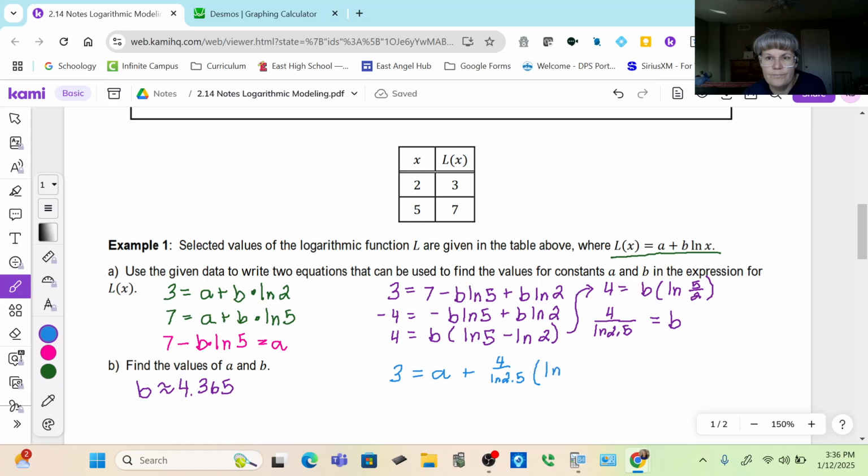The natural log of 2. So now to find a, I'm going to take 3 and subtract. I can write that as 4 times the natural log of 2 divided by the natural log of 2.5. That's going to equal my a in its exact form.